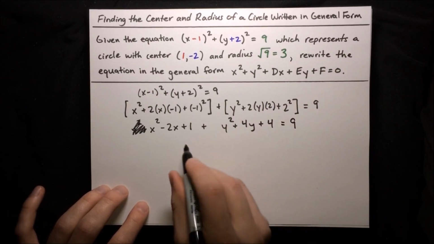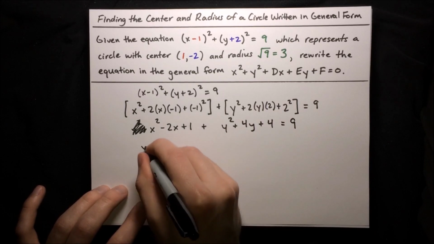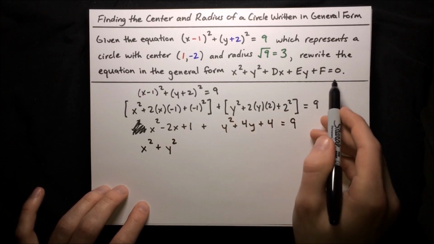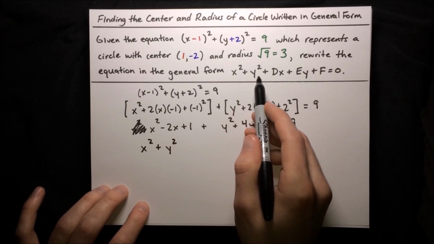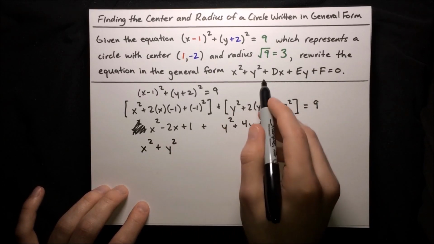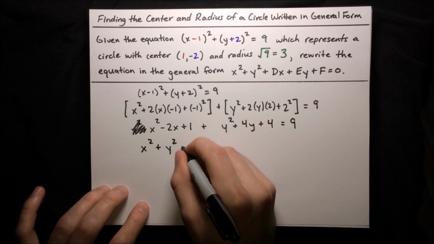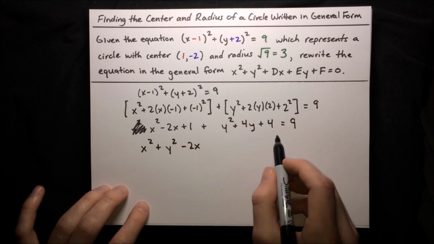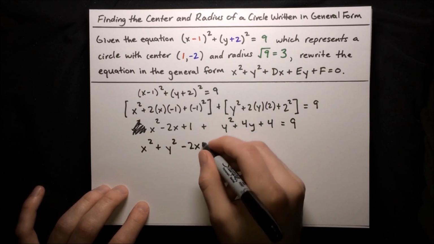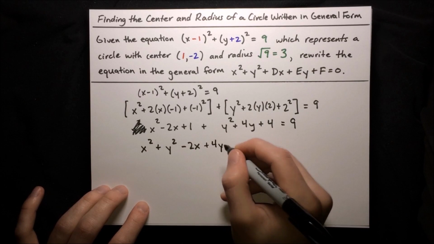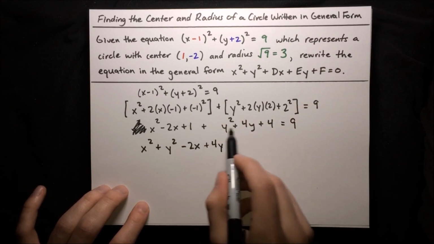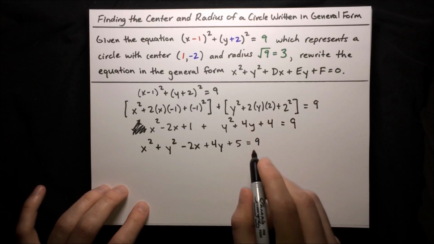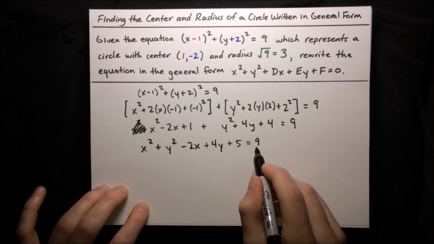Let's group this up. There's an x squared and a y squared, so let's write that in front. X squared plus y squared, that way it matches the general form that we're trying to get it into. And let's put the dx term next, so minus 2x, and then next comes the ey. So that's the 4y here, so plus 4y, and then plus f, 1 plus 4 is 5, and that's equal to 9. Okay, so the only difference is that this has 9 on the right hand side.